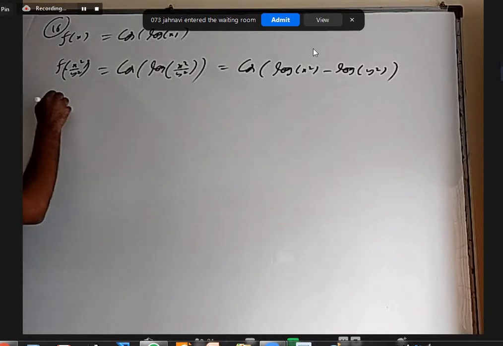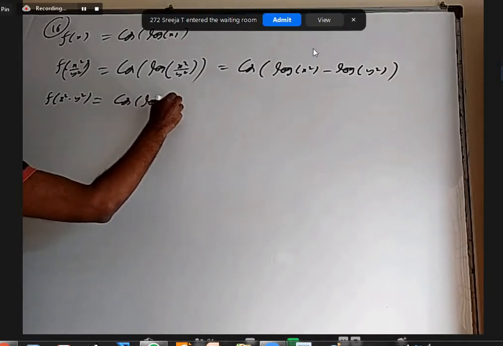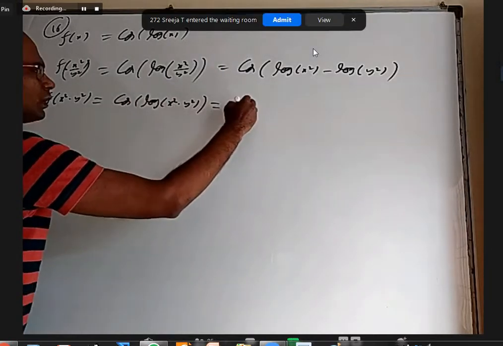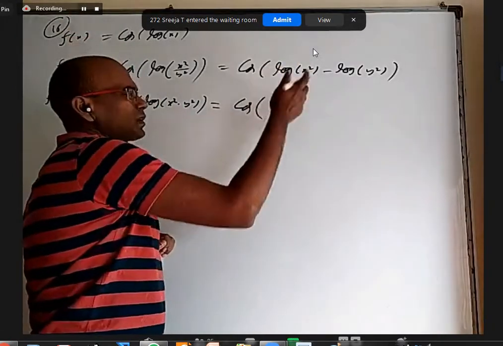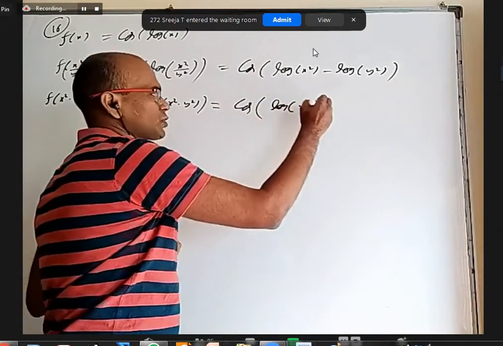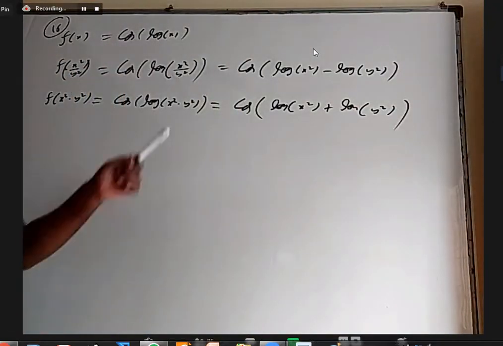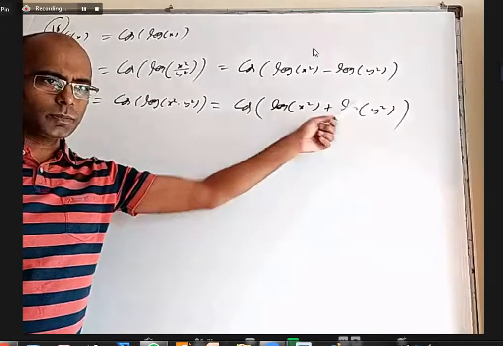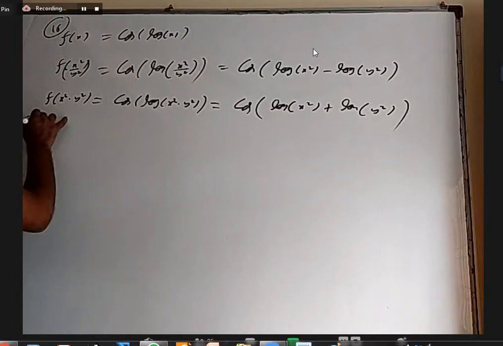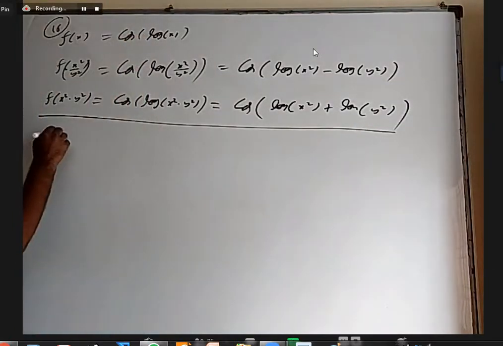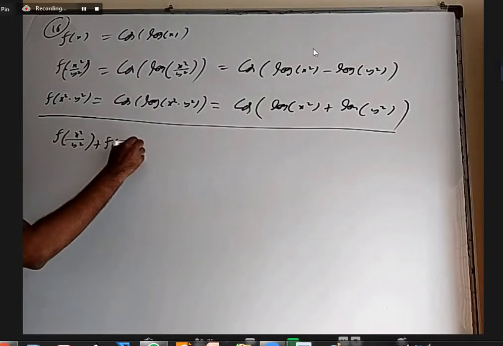And f of x square into y square, that is cos of log of x square into y square. And log a into b, I can write log a plus log b. I can take this to outside but not required. Log x square plus log y square. So here we used log a by b equal to log a minus log b. Here log a into b is log a plus log b. I'm going to add these two things now. F of x square by y square plus f of x square into y square.